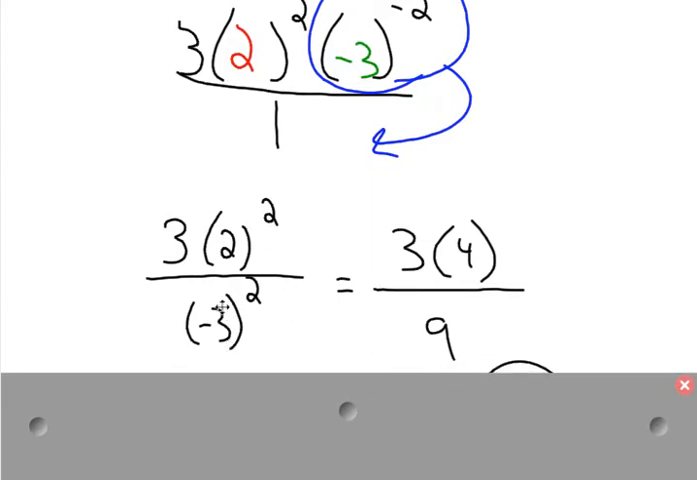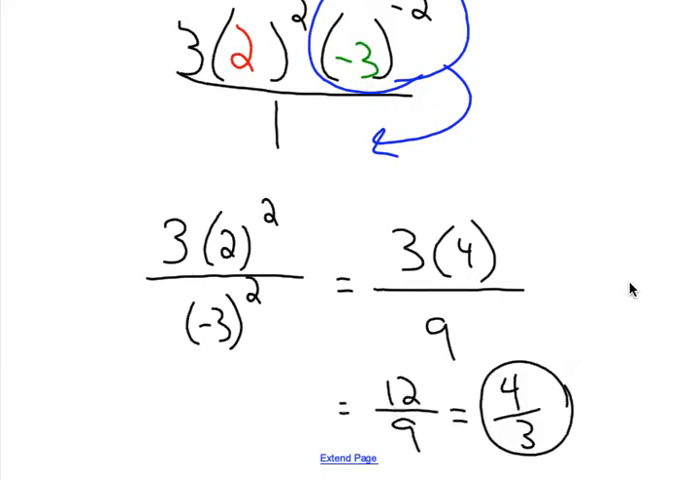So when we move it down, negative 3 becomes a positive 2 power. And then we just go through and do this math here. So bring the 3 over. 2 squared is 4. Negative 3 squared, negative 3 times negative 3 is a positive 9. 3 times 4 gives you 12 over 9. Final answer is 4 over 3. Again, we always have to make sure that we reduce everything. Always need our final answers in the simplest form. So 4 over 3.